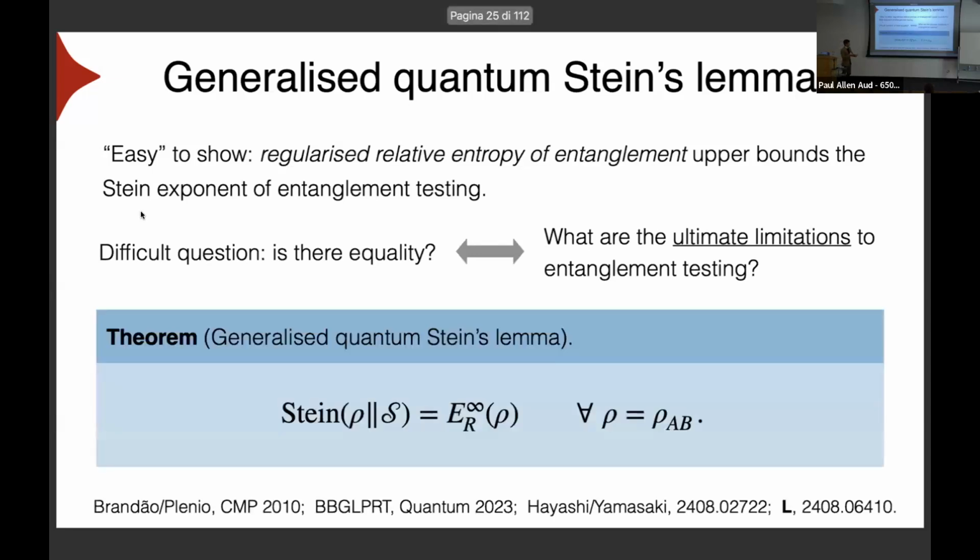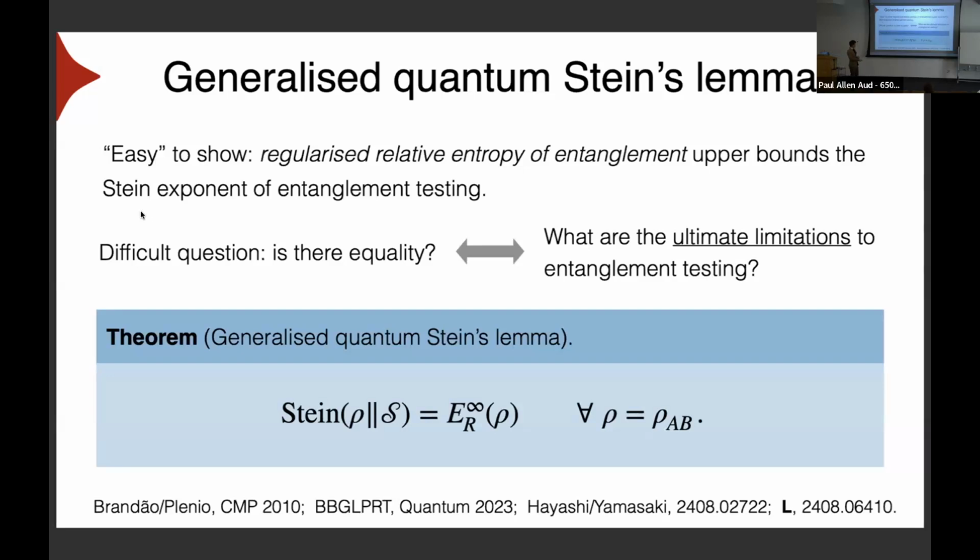So this amounts to asking what the ultimate limitations to entanglement testing are, how to compute the Stein exponent. And of course, I wouldn't be standing here if these two were different. The two measures are actually the same quantity. This is exactly the statement of the generalized quantum Stein's lemma. If you want to compute the Stein exponent, which is really something meaningful, you just do this regularization for the relative entropy of entanglement. It's still difficult because there is regularization, but we know how to compute this in several cases of interest. For example, we have conditions for additivity in general.